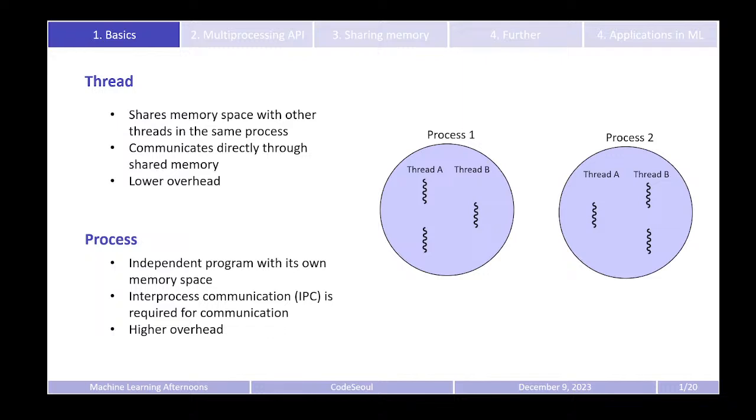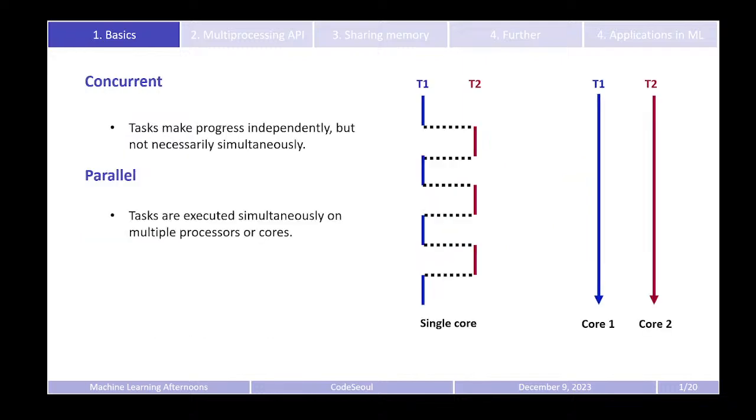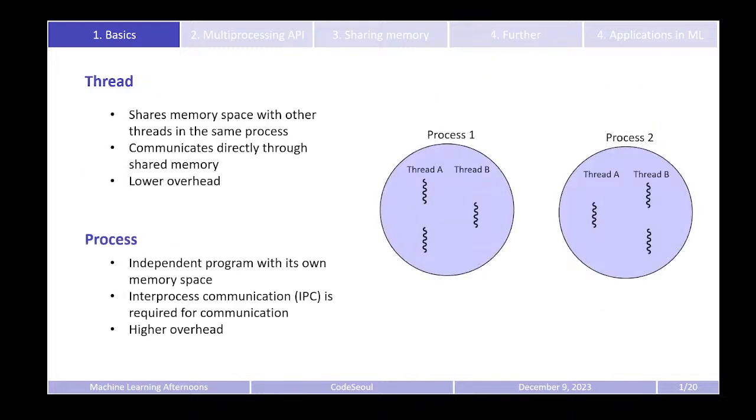Another thing, concurrency mostly happens on a single core, which makes the switching possible. So in that case, concurrency is mostly related to threads, and parallelization is more related to processes.